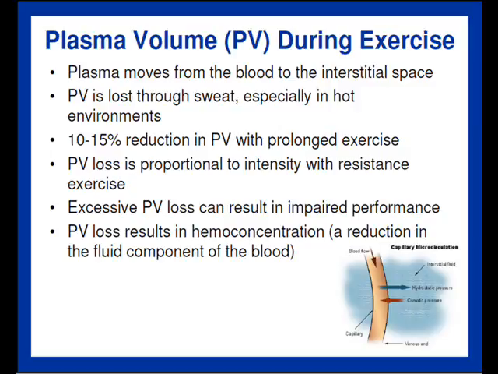It is lost in proportion to intensity with resistance exercise. You increase resistance exercise, you increase plasma volume loss. Okay? We're going to talk about it again: excessive plasma volume loss can result in impaired performance. In terms of resistance training, we can lose plasma volume because of high blood pressures. High blood pressures can move plasma volume into the interstitial fluid. It can drive it into the interstitial fluid with the high hydrostatic pressures in the blood vessel.